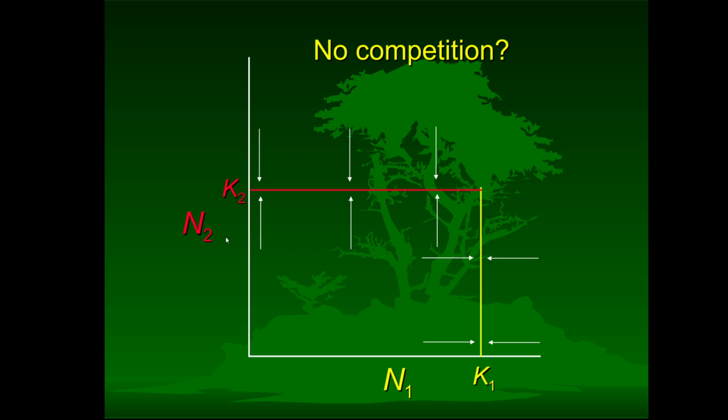So no matter how much of species 2 there is, species 1 increases to its carrying capacity, same carrying capacity regardless, and the same for species 2. So these are two species that are not in competition. So for example, species 1 might be a blue whale, and species 2 might be a mosquito, and their populations have no effect whatsoever on each other. Then the carrying capacities simply stay constant.